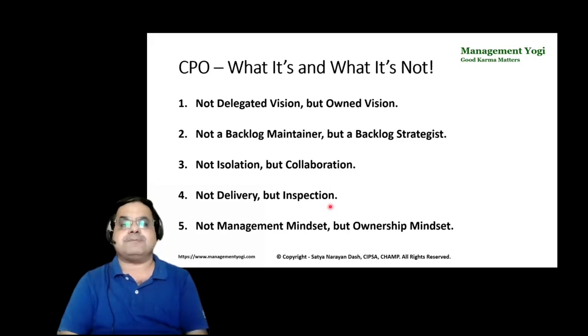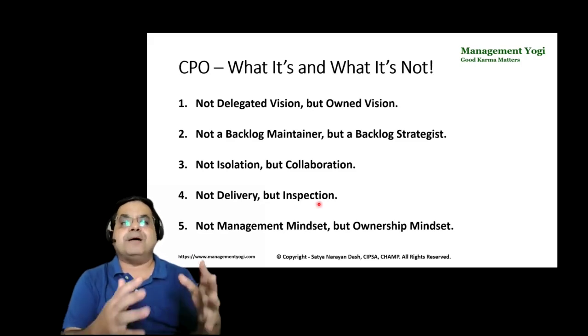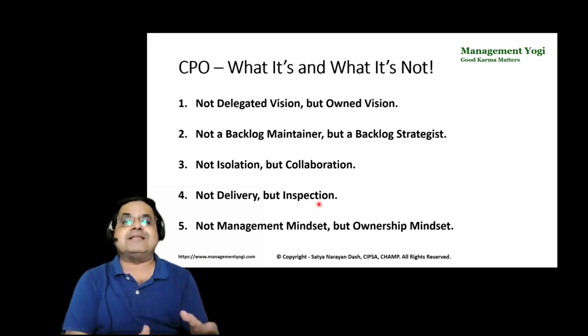Four, not delivery, but inspection. The CPO is not a delivery guy. Many times I receive complaints saying that the CPO is not participating in the delivery meeting. It is not the job of the CPO to participate or do delivery work. However, the CPO has to be an inspector. Inspector of what? Inspector of the CIPSA integrated increment. We deliver the CIPSA integrated increment per sprint if it is Scrum, or per release if it is Kanban. The CPO will inspect that integrated increment.